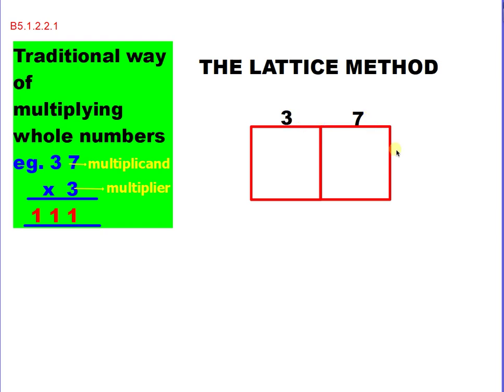Now the next thing you are doing is to place your multiplier at the right side of the lattice. So here is the left side and here is the right side. At the right side of the lattice, we have the 3 placed here perfectly. This is the whole arrangement.